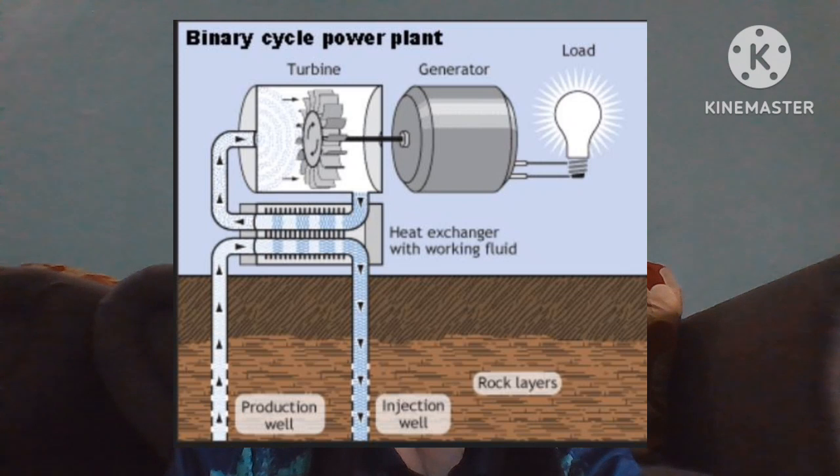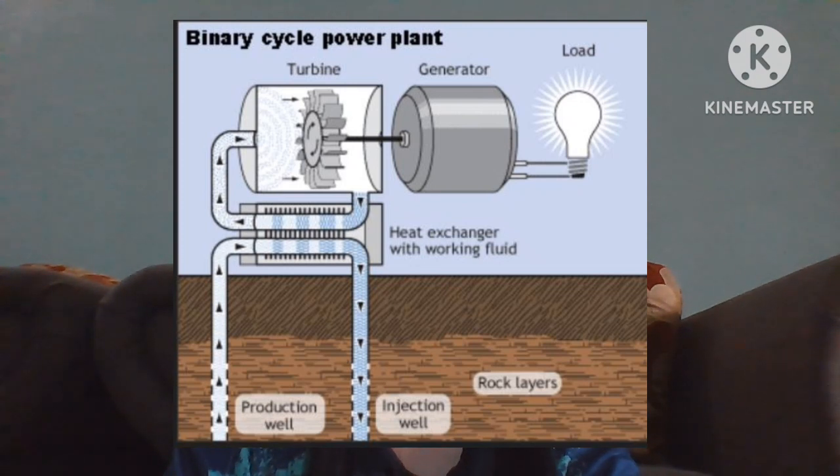Binary cycle plants use the heat from the hot water to boil a working fluid, usually an organic compound with a low boiling point. The working fluid is vaporized in a heat exchanger and used to turn a turbine. The water is then injected back into the ground to be reheated. The water and the working fluid are kept separated during the whole process, so there are little or no air emissions.